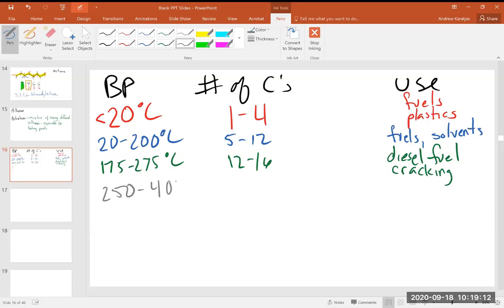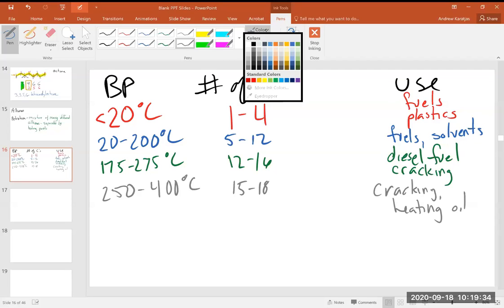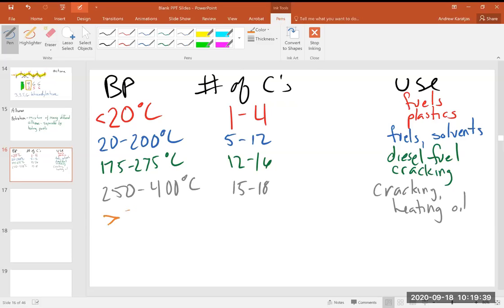Going up a little bit more, again, in this range, these are used for cracking, but you may also see these used as heating oil. And then sort of in the highest range, where we get them to boil easily, above 350 Celsius, 16 to 20 carbons, and a lot of these are used as lubricants.